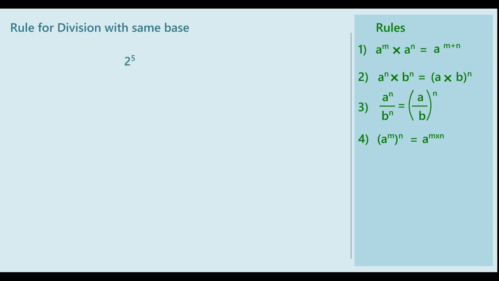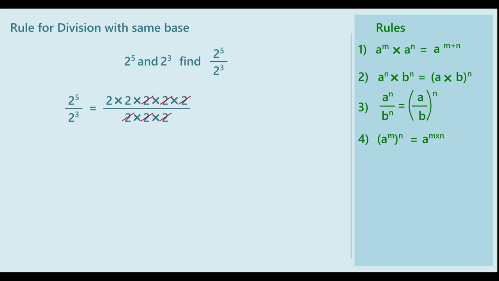Consider 2 raised to 5 and 2 raised to 3. Now, what to do? Let us try to find their division. Let us try for 2 raised to 5 divided by 2 raised to 3. We can write it as 2 multiplied with itself 5 times divided by 2 multiplied with itself 3 times. After cancelling, it is equal to 2 into 2 or 2 square, which is simply 2 raised to 5 minus 3.